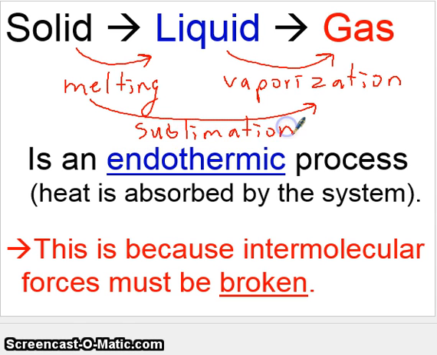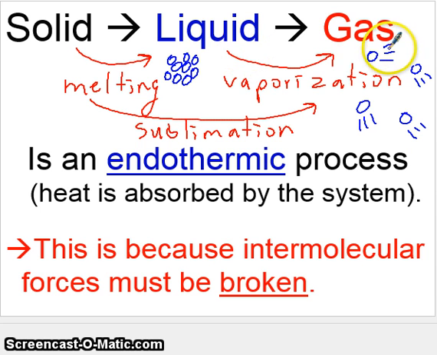Now in each one of these cases, what happens is the molecules have to speed up. Remember, for example, in a liquid, the particles are close together, they touch one another, they can slide past each other. But in a gas, the particles are all over the place, and they have much more energy. So in order to go from a liquid to a gas, the molecules must have absorbed energy. They must have taken energy in from the outside.